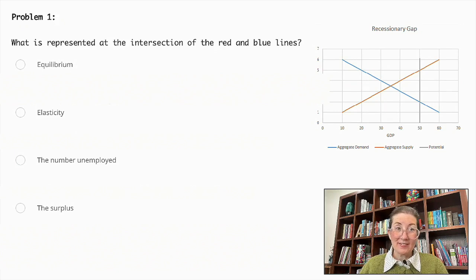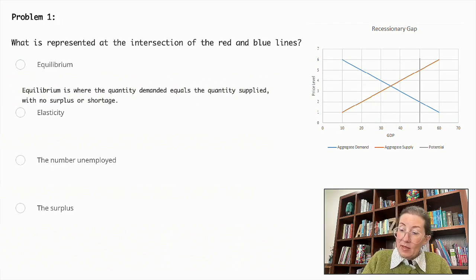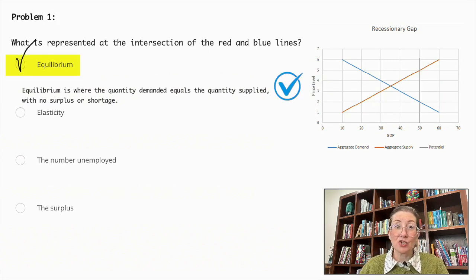Problem number 1. What is represented by the intersection of the red and blue lines? Equilibrium, elasticity, the number unemployed, or the surplus? In this case, the red line represents the aggregate supply and the blue line represents aggregate demand. The intersection of these lines represents equilibrium. So this is the correct answer.